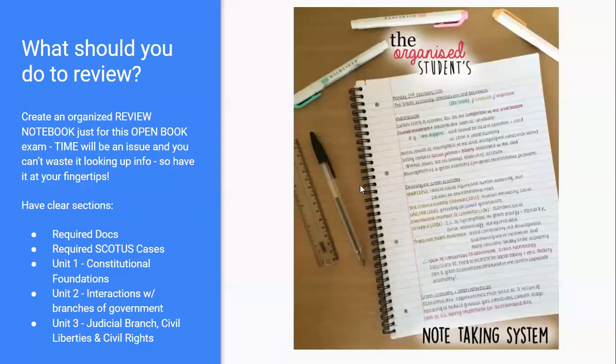So again, I think it's important if you can start outlining this information in a notebook that you could use on the test. Hopefully you've gone through the 9 required documents and kind of outlined the key pieces of evidence from that, the key points of view of the authors, what they're getting across, what their main points are. Also for the required Supreme Court cases, and then Units 1, 2, and 3. Make sure you go over the notes too.